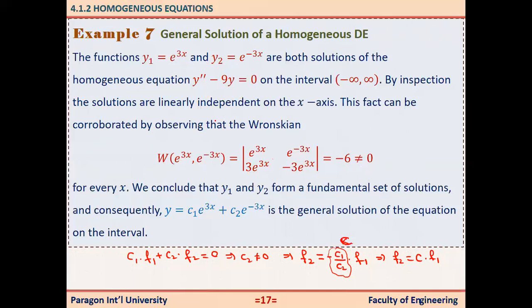So to write the general solution, all linear combinations of these two functions give us the general solution of this differential equation. So all of the linear combinations, we just write as y equals c1 times e to the power 3x plus c2 times e to the power minus 3x, right? So that is the general solution of the equation on the given interval.